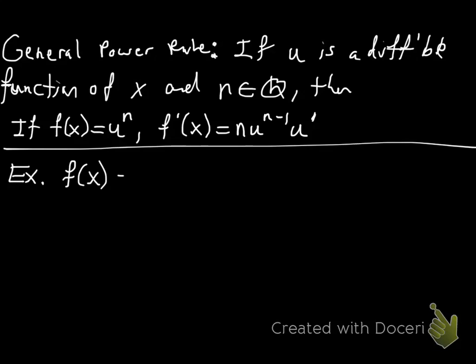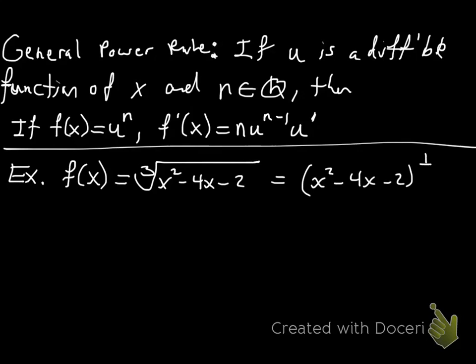So let's take an example of f of x is equal to the cube root of x squared minus 4x minus 2. So this is a composition of functions. The outside function is cube root of x. The inside function is x squared minus 4x minus 2. So if we rewrite this, it's easier to use rational exponents. So we have the inside stuff to the 1/3 power.